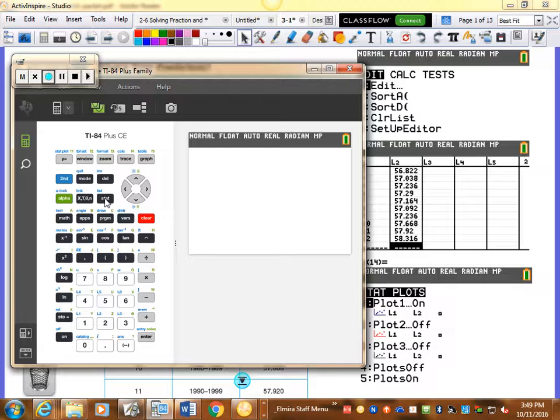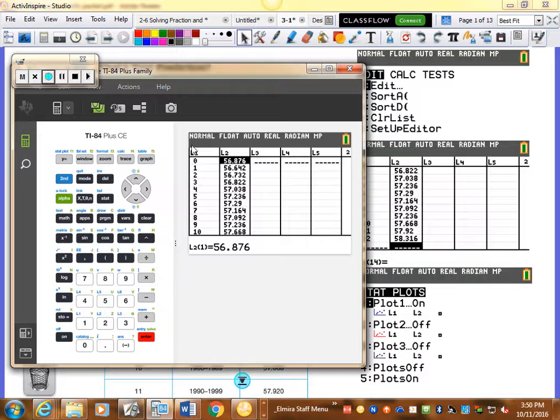Here's this button called Stat, and it's right next to your circle of arrows here. So you click Stat, and the default is to come up to the Edit menu. The only thing we're going to be using in the Edit menu is option 1, Edit. It's already on that, so you can just hit Enter again. Now you can see what I have done.